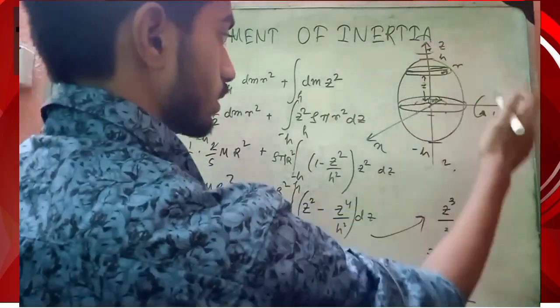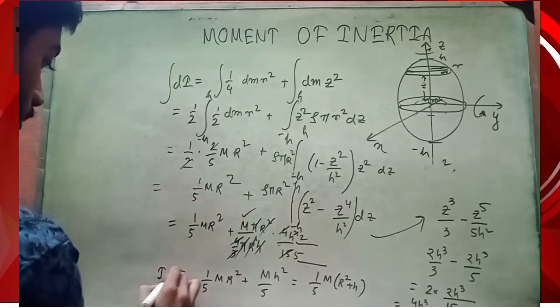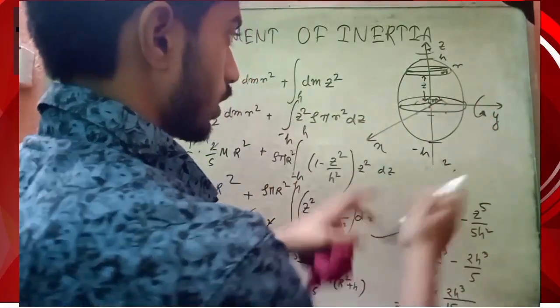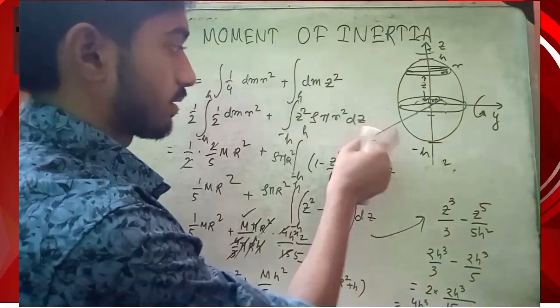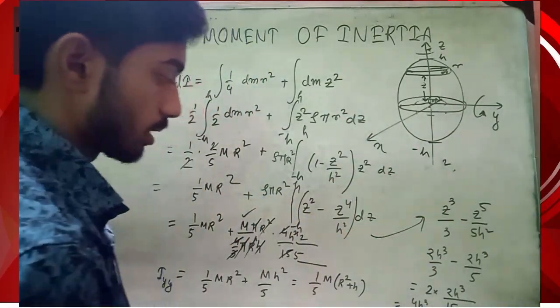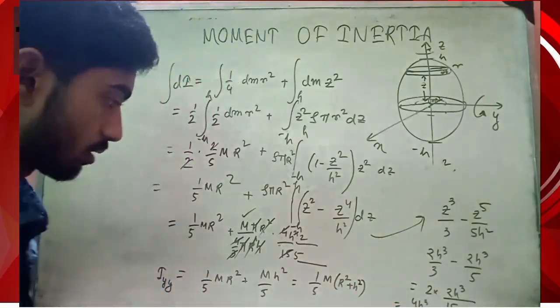This is the moment of inertia along the y axis. So I y y, the moment of inertia of the ellipsoid of revolution when we rotate the ellipsoid along the y axis or x axis, whatever, the inertia is the same. I y y is 1 by 5 m r square plus h square. Okay, so that's all.